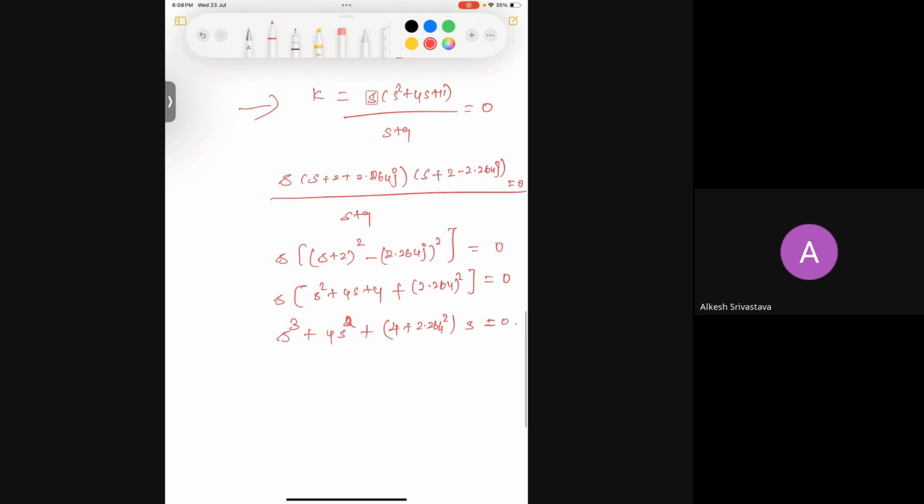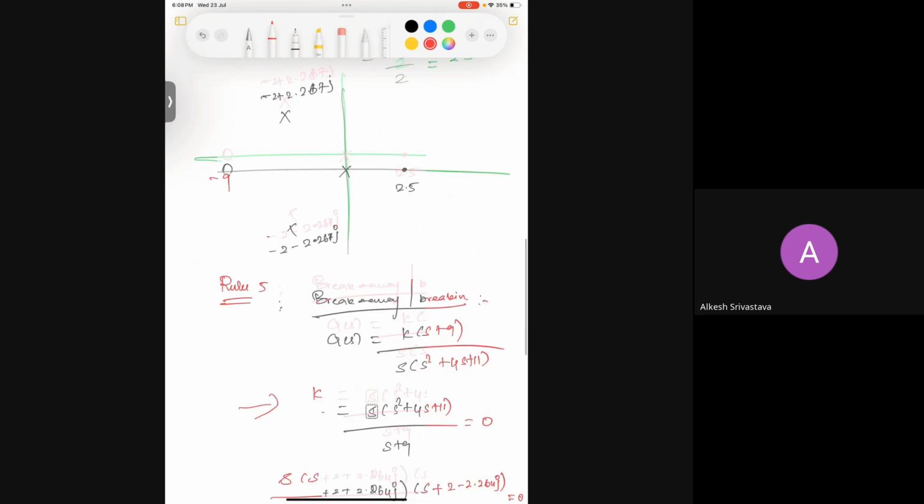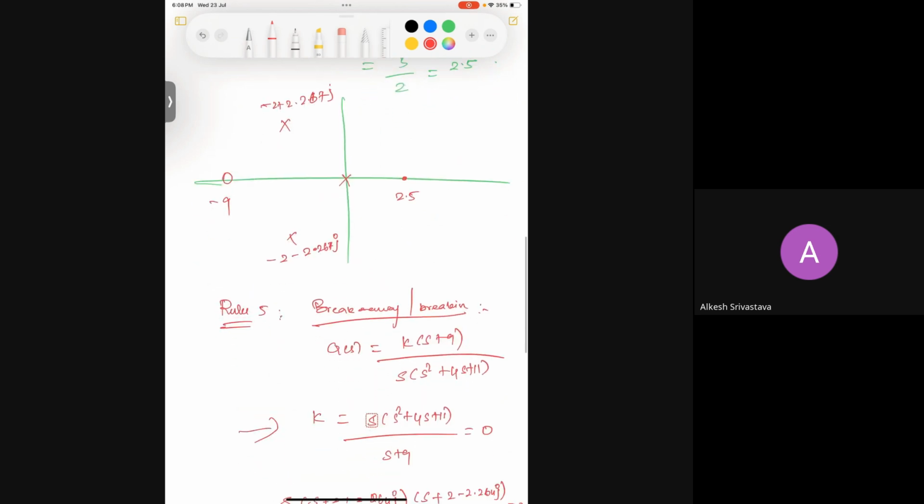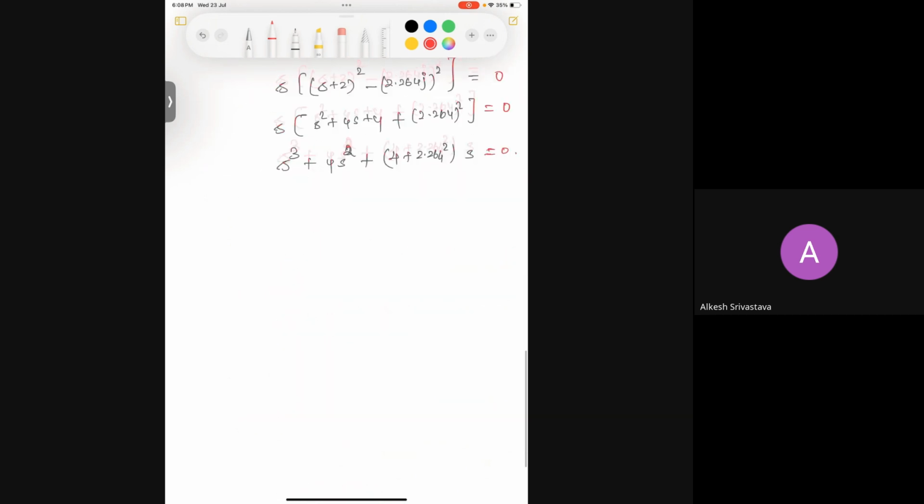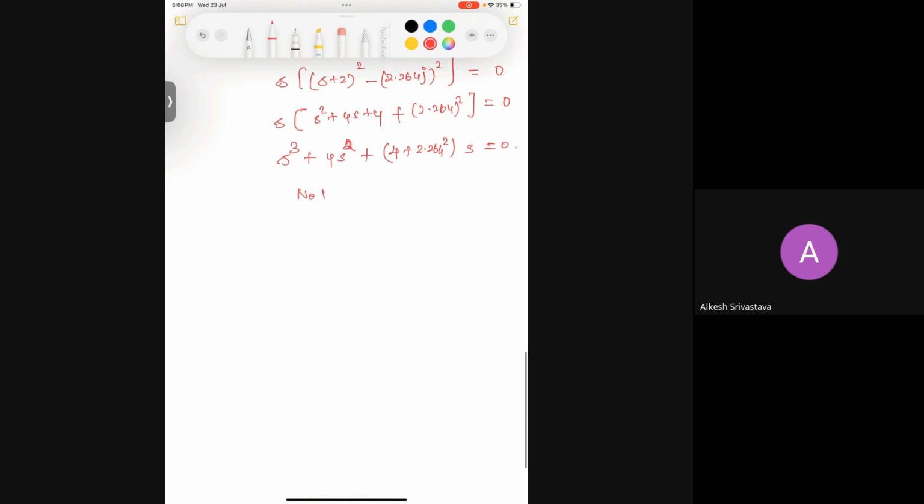Okay, it gives the points that are not in the root locus. It gives out of this range. So there is no breakaway or break-in point for this problem. What is the next step? Angle of departure.